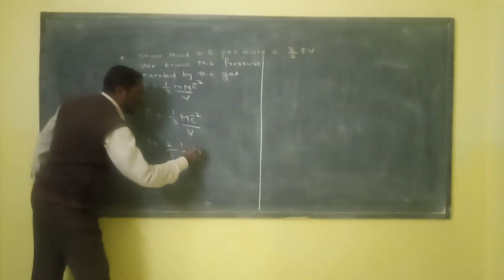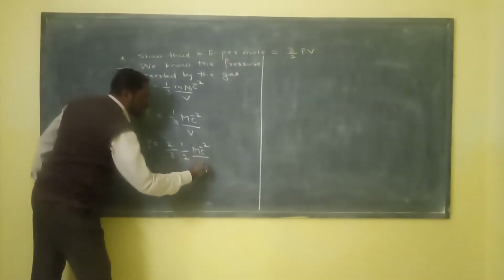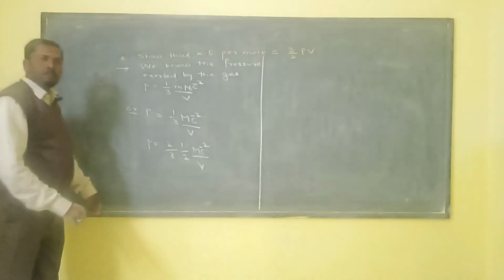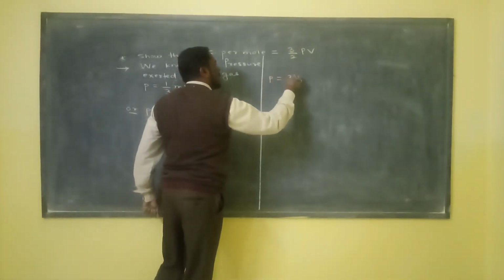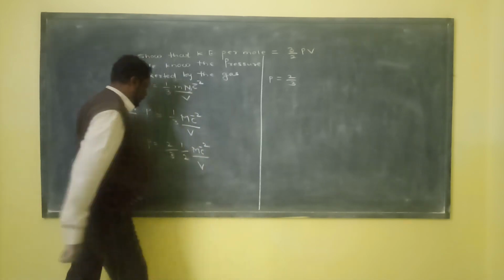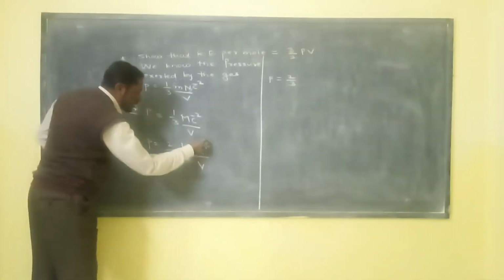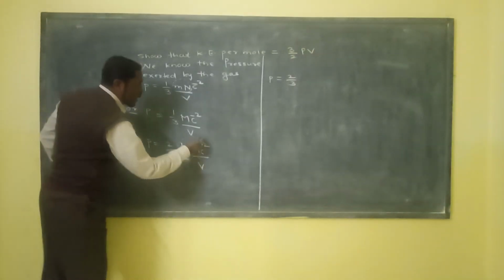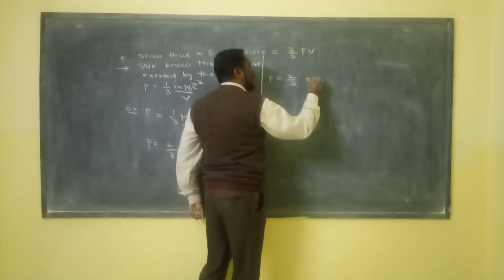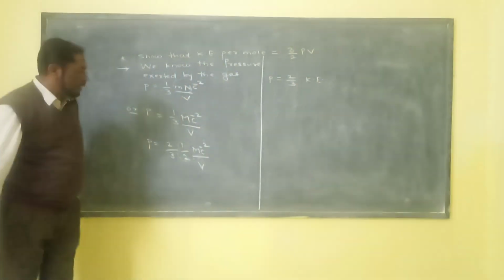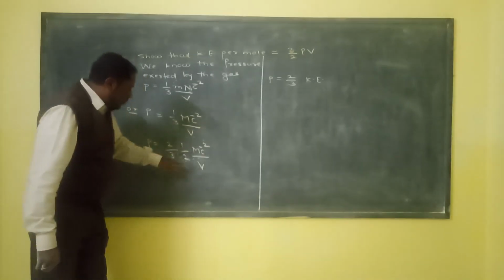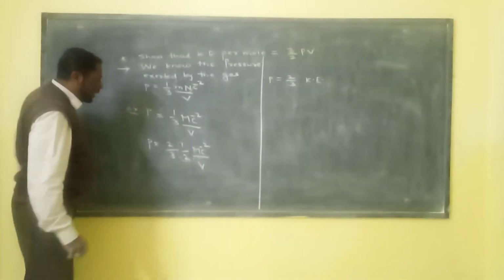What remains there? M bar c square upon V. So P is equal to this 2/3 as it is. What is this factor? This is nothing but kinetic energy. Just multiply the V here. So what can we write?